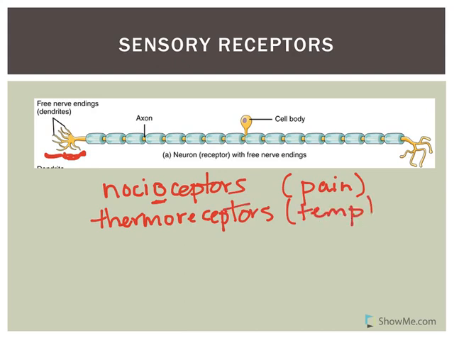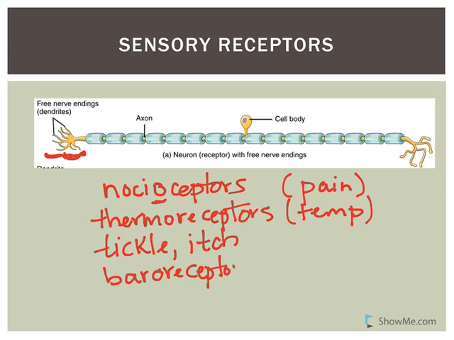Just going to abbreviate temperature, like cold and hot. Other example would be, let's see, your tickle, itch, receptors. We're actually not going to talk about those, but we will talk about baroreceptors. These are involved in pressure, detecting of pressure, and things like blood pressure, that type of stuff. But these ones we'll talk about a little bit the most.